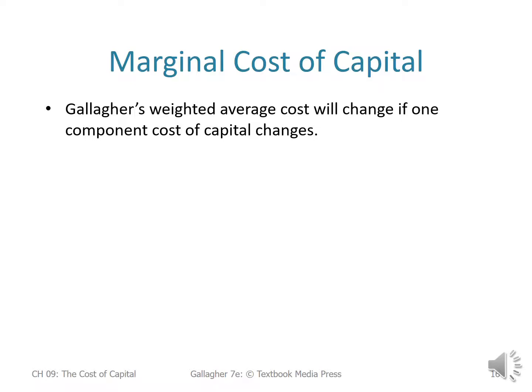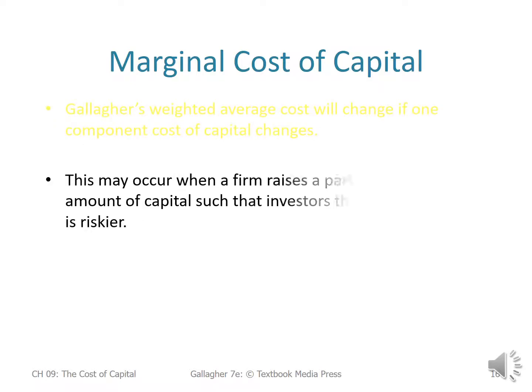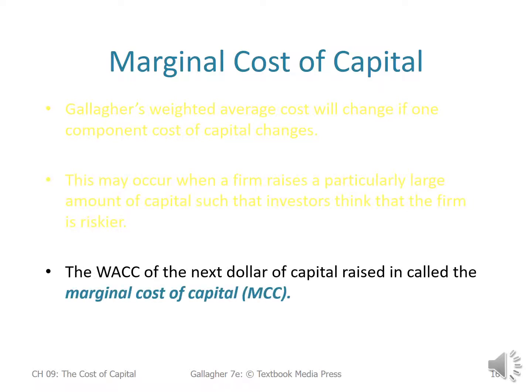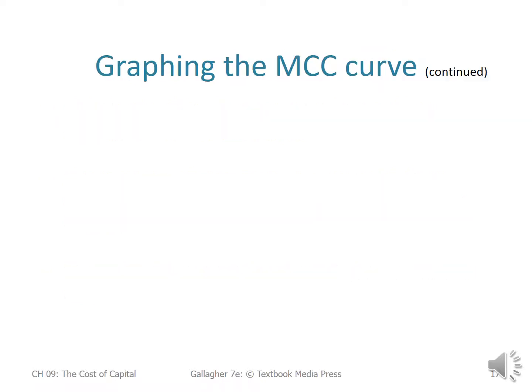Marginal cost of capital. Gallagher's weighted average cost will change if one component cost of capital changes. This may occur when a firm raises a particularly large amount of capital, such that investors think that the firm is riskier. The WACC of the next dollar of capital raised is called the marginal cost of capital, or MCC.